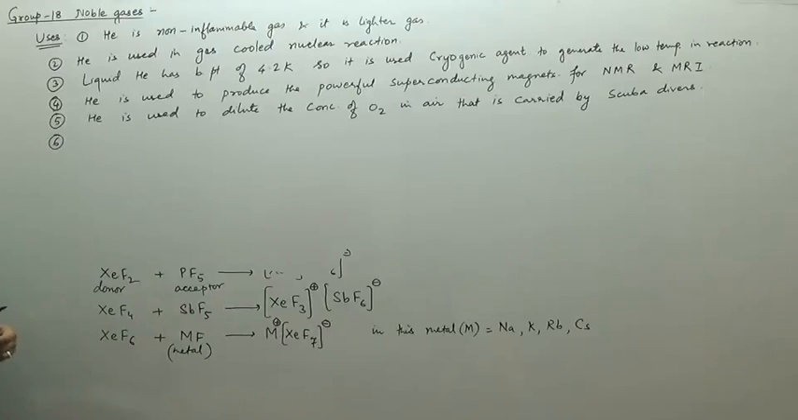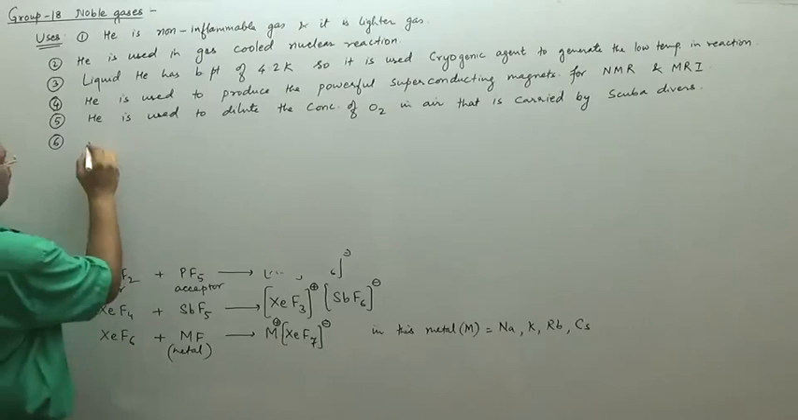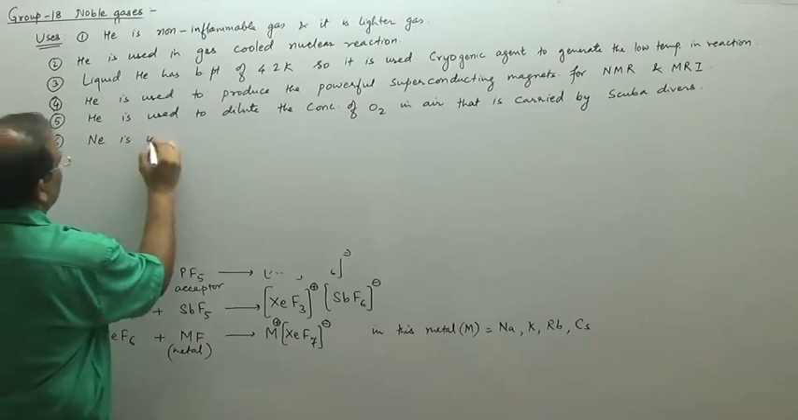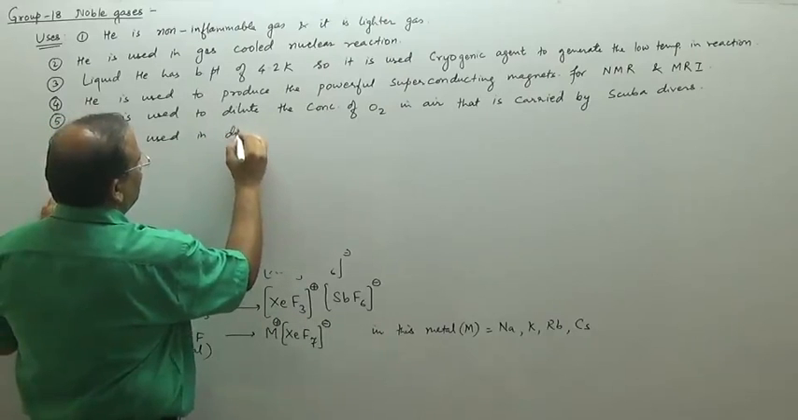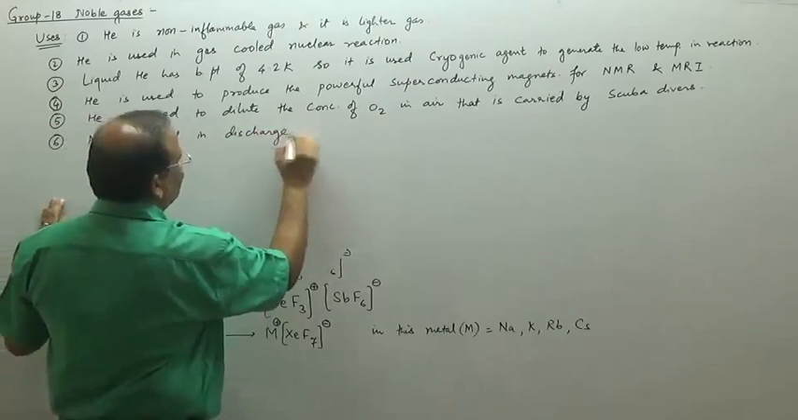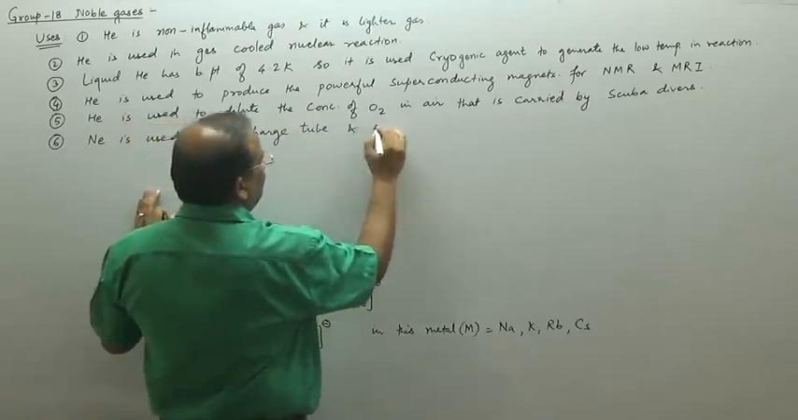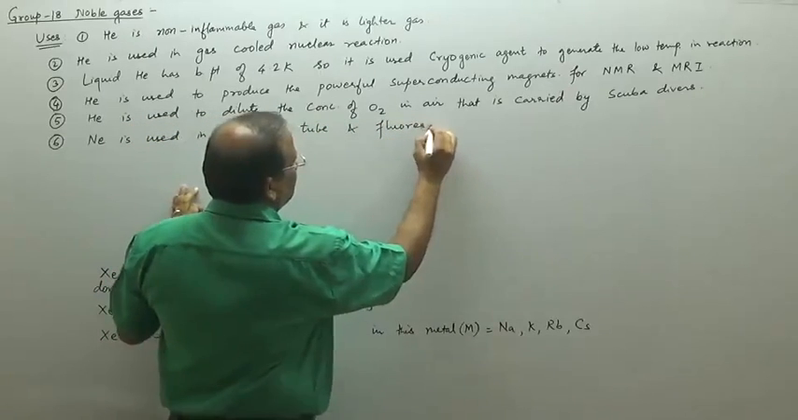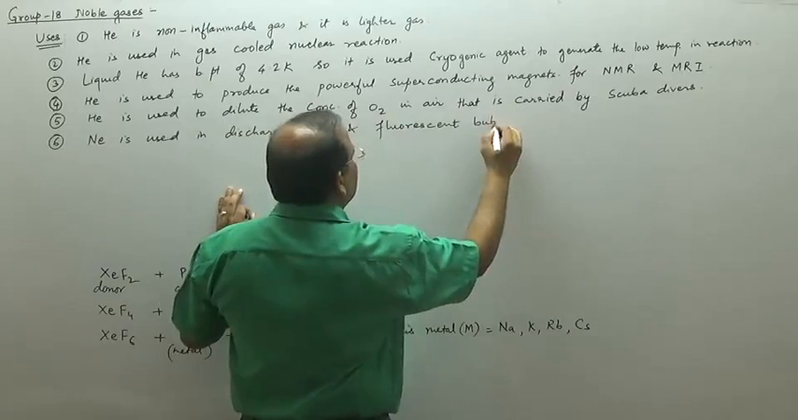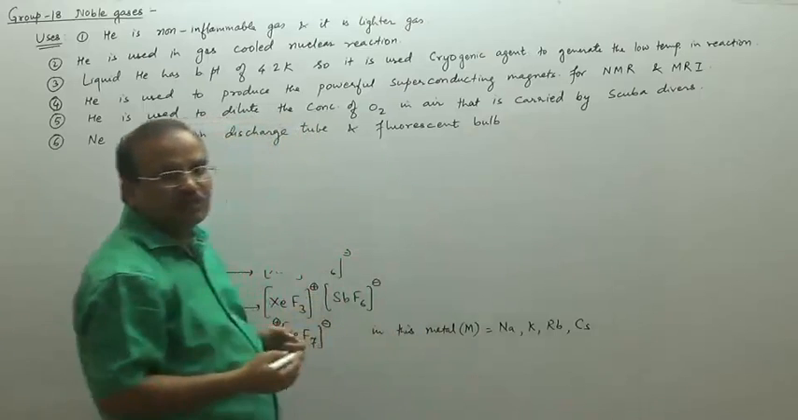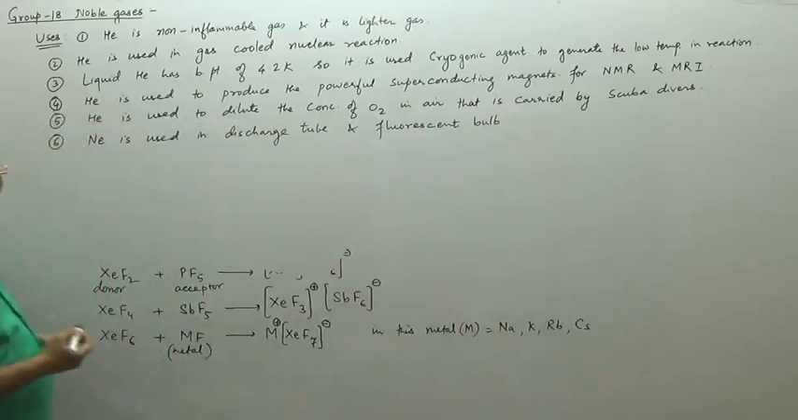Next we can write argon, and first neon. Neon is used in discharge tubes and fluorescent bulbs. Discharge tubes are glass tubes, and the fluorescent bulb and the discharge tube are filled with neon gas. So that is the use of neon gas.